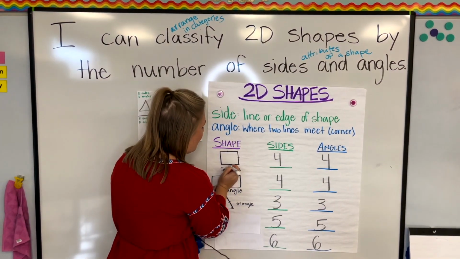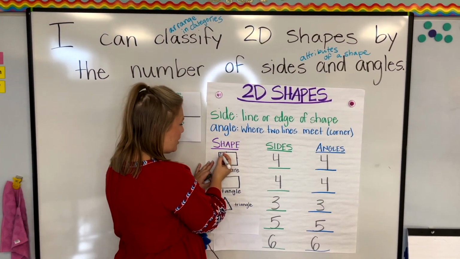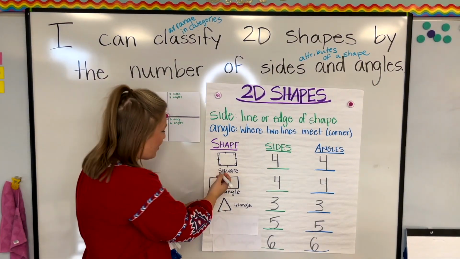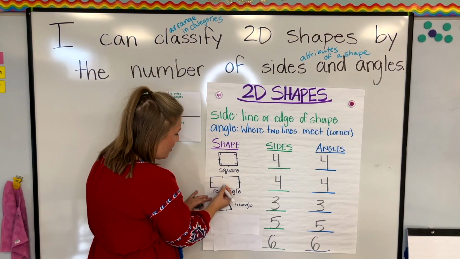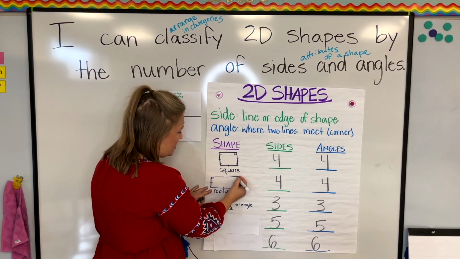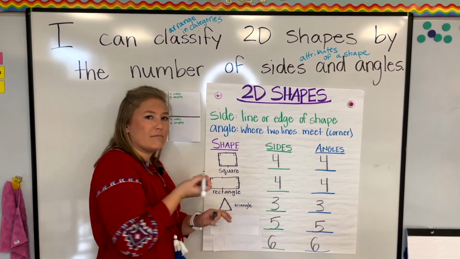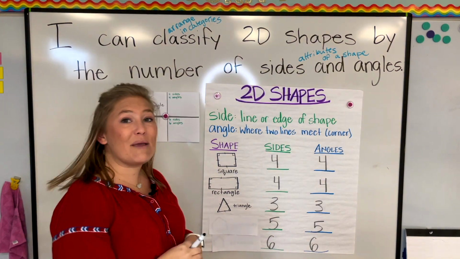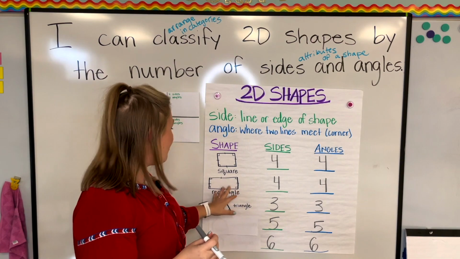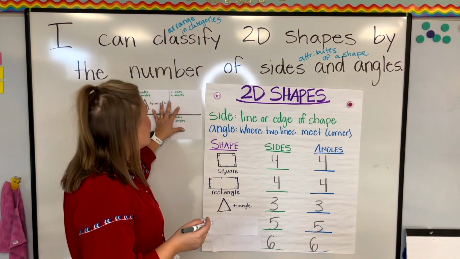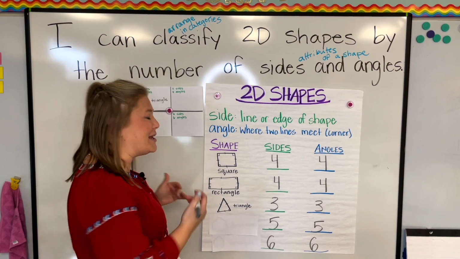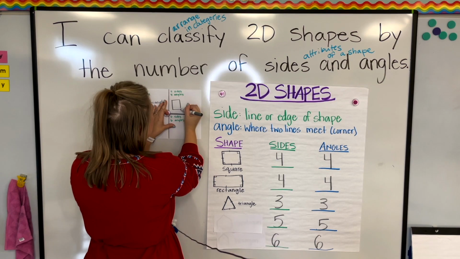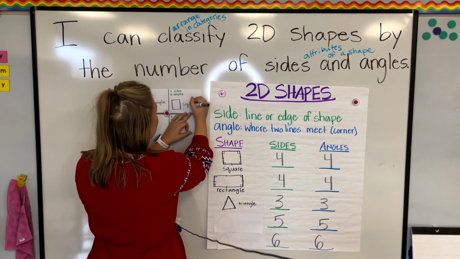If I count my sides on my square, I have 4. And then if I go to count my corners, I also have 4. Same with a rectangle. 1, 2, 3, 4. If I go to do my angles, I have 1, 2, 3, 4. Look at that. I'm going to let you pick what you want to write on yours. Maybe you want to put both. Maybe you want to put rectangle and square on your chart so that you have all the shapes that you need. I'm going to go ahead and just draw a square. And then I'm going to label it and write square.